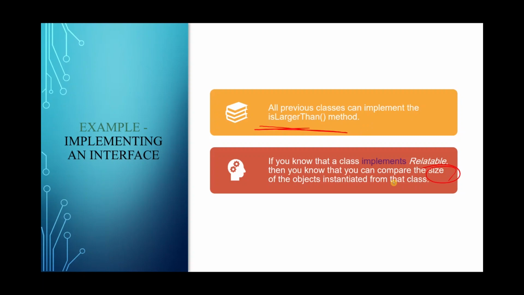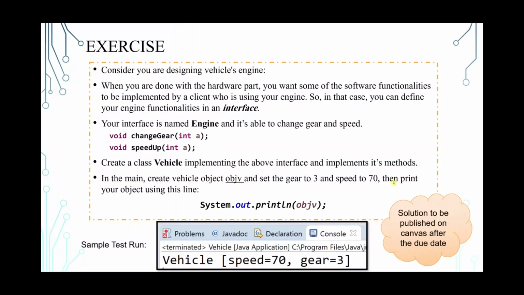the size of the object. Now again, the size is up to you. You want to define this size: number of pages, number of characters, and so on. So right now we are done with the examples of interfaces. What I want you to do is to go and do this exercise. So pause the video now and do this exercise.